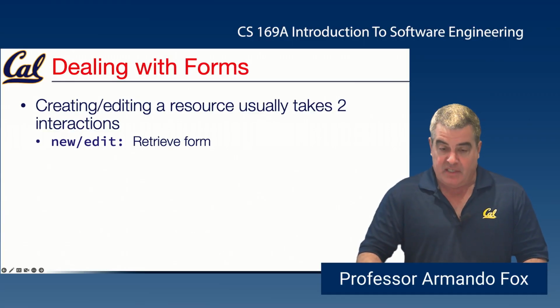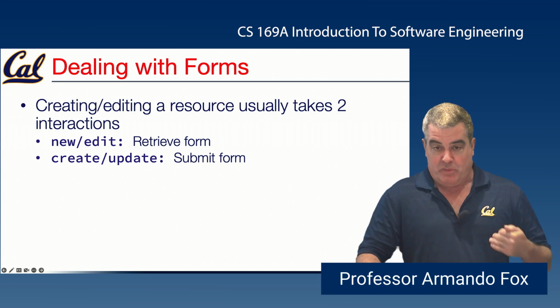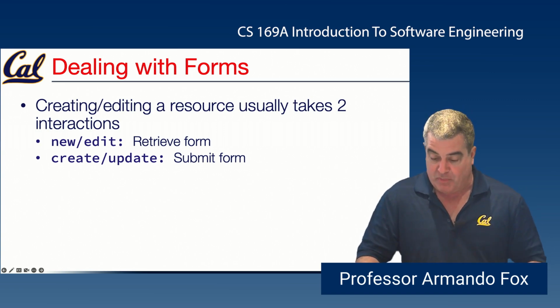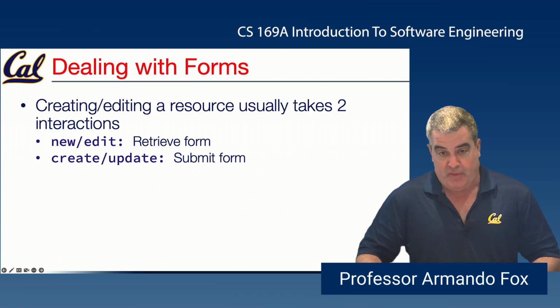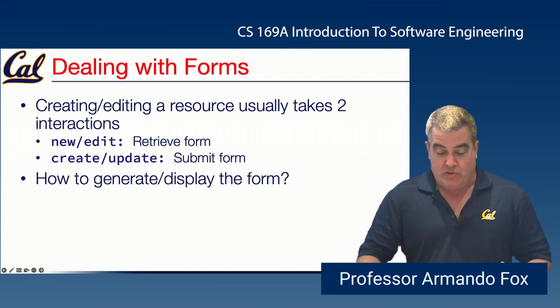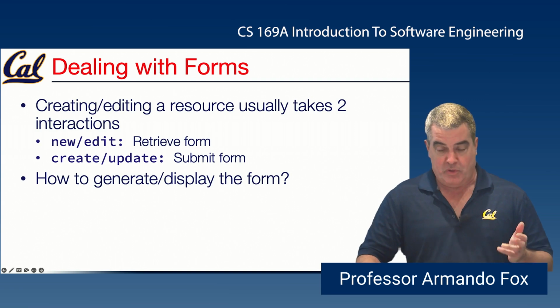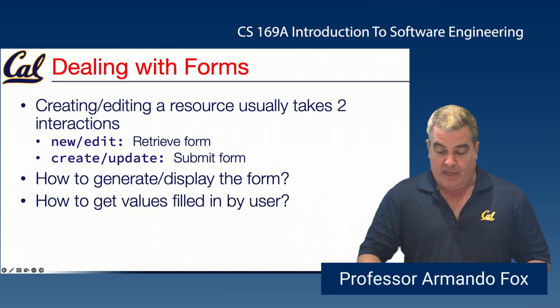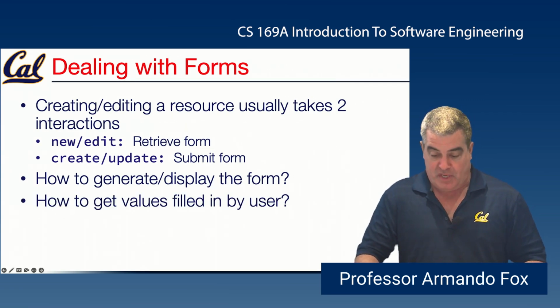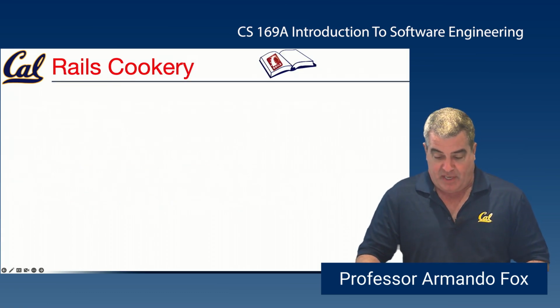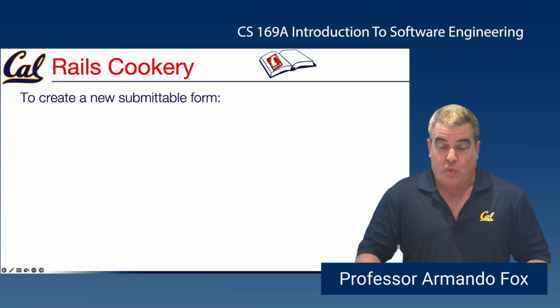And then there's a second action in which the user submits the form and some code in your app receives the form submission and does something with that data. So we saw that to work with forms, you need to address both of these. You have to have a way to generate and display that form so the user can see it, and you have to get a way to get the values that the user fills in so you can do something with them.